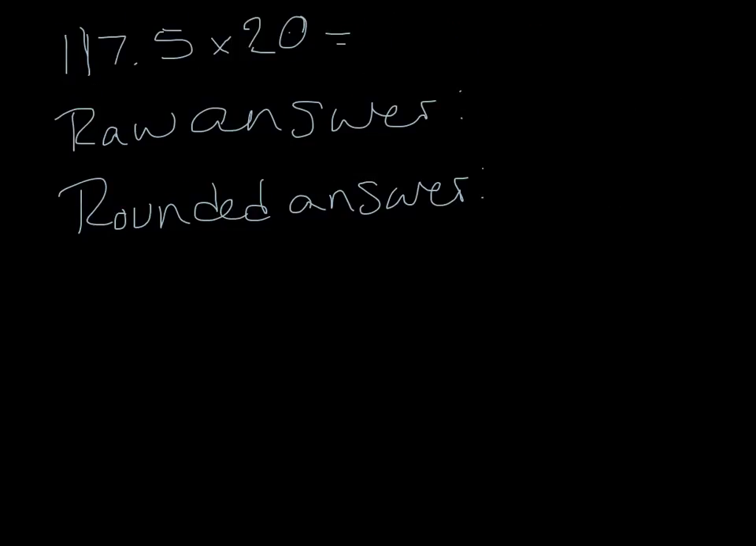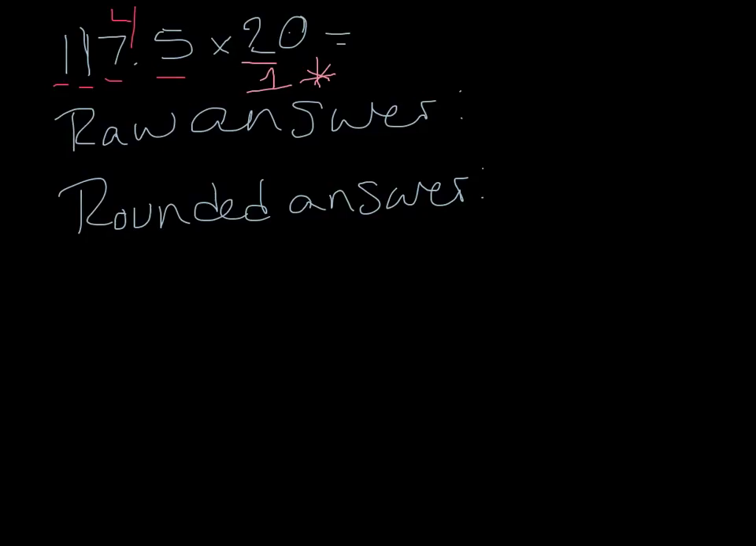Going fast and furious. Here is another example with multiplication. Like the prior example, I'm going to start by looking at what are my significant figures in each of my individual numbers. Well, 117.5 has 1, 2, 3, looks like 4 sig figs there. And then 20 has a single sig fig. It is that 2 at the front.